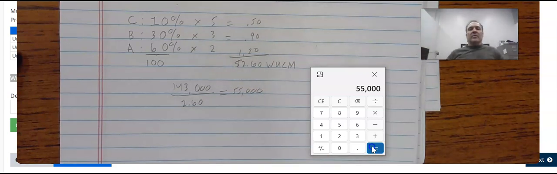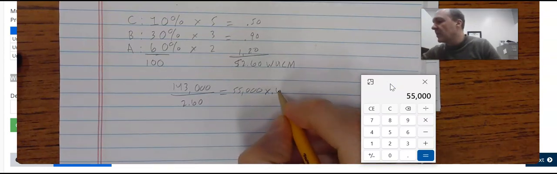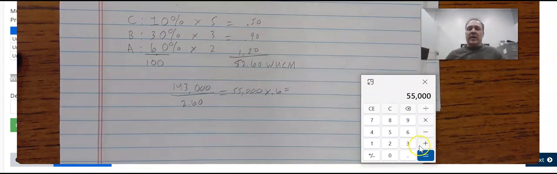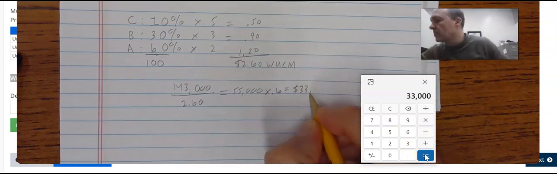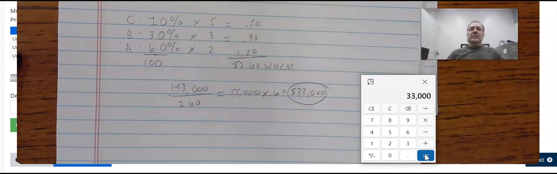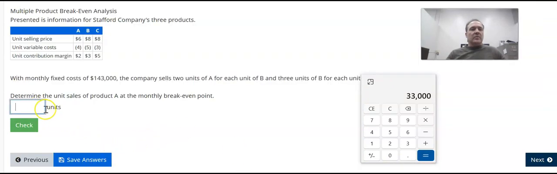55,000. However, they wanted product A. So now we have to multiply our 55,000 by 0.6, and I believe if we do that, we're going to come up with $33,000. Let's circle this. Sounds right, looks good. We'll find out if it's right though. So 33,000.